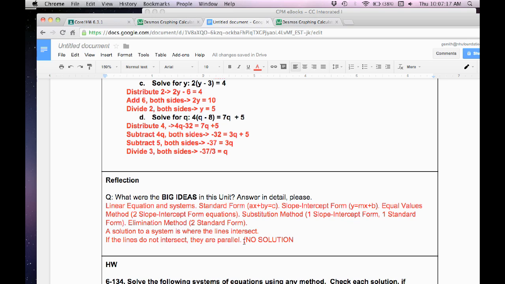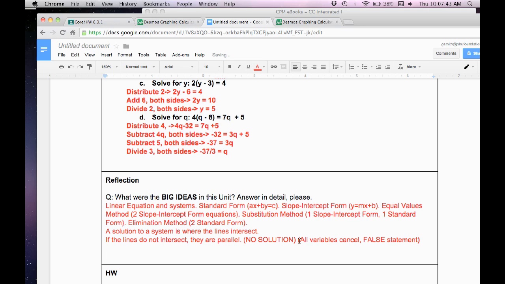And that would be like all variables cancel and there's a false statement. That means that those two equations can never be true at the same time. Just like 2 lines can never be in the same place at the same time if they're parallel.